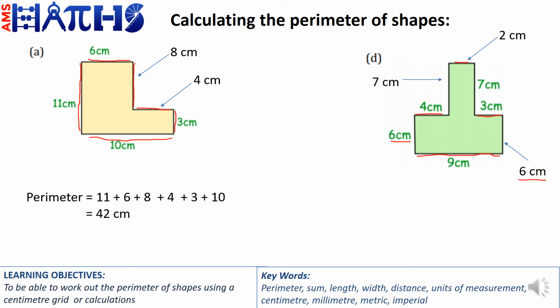Our next length that's missing is this length. Now, opposite to that, we have 7 centimeters, and so that missing length would be 7 centimeters, as they have the same height. Once all our lengths have been identified, then to find the perimeter, we add all those lengths to get our answer. And so our perimeter for the T-shape is 44 centimeters.